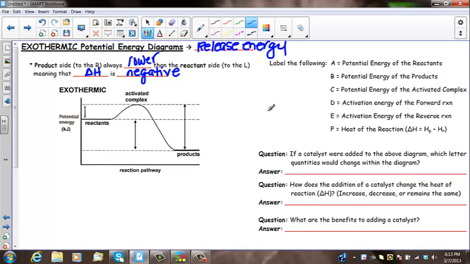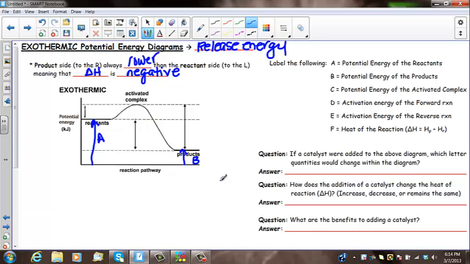So they want us to label the following things. The potential energy of the reactants. So remember, potential energy is always measured from the bottom. So this is our potential energy of the reactants. This is A. The potential energy of the products from the reactant line to the product line is B.